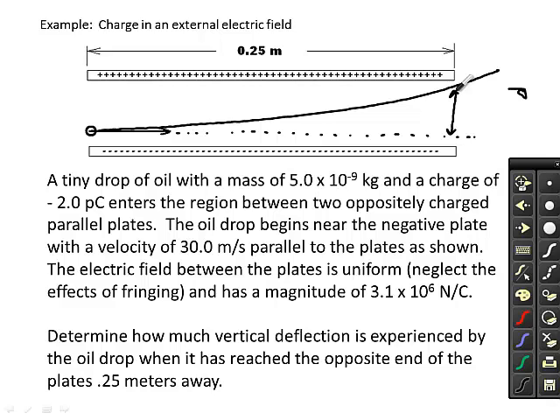So let's see. We have the size of the E field. We have the mass of the drop. We have the charge on the drop, which is negative 2.0 times 10 to the minus 12 coulombs.